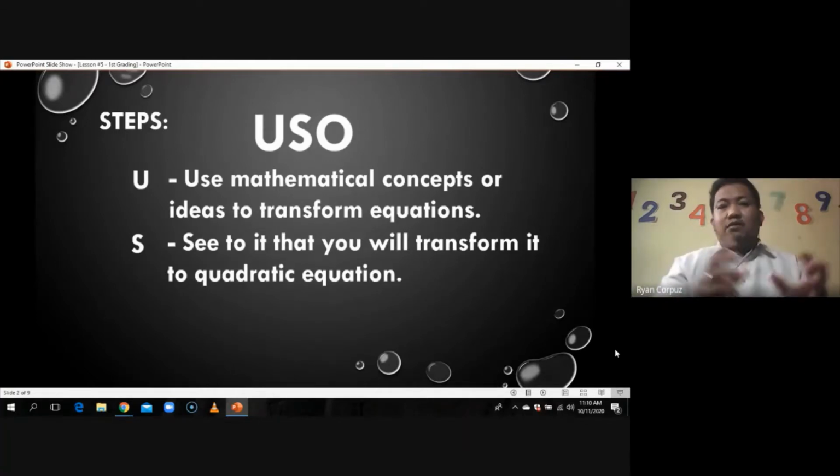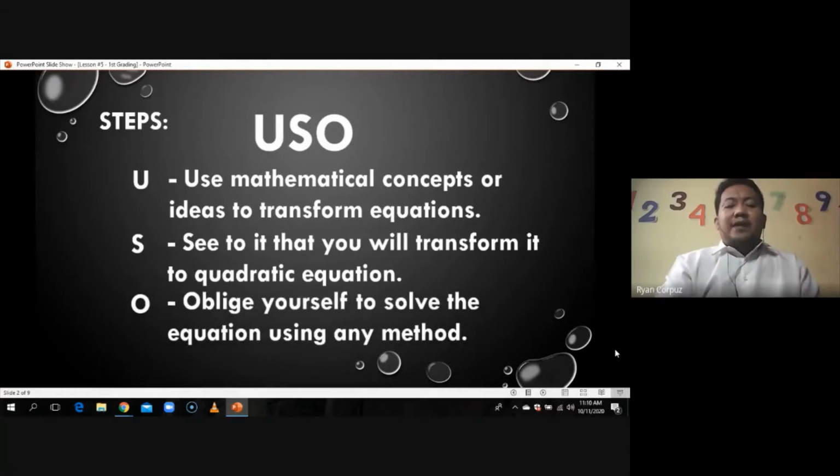Since we are in quadratic equation, let us make sure that once we apply mathematical concepts on those equations, we have to see to it that the equation that we form is a quadratic equation. Then last, O. O stands for oblige yourself to solve the equation using any method.